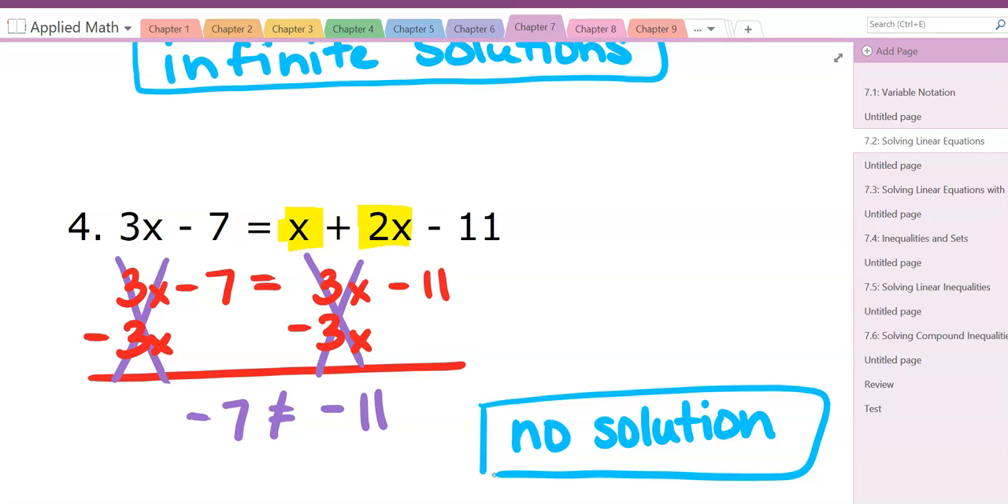Okay, so if you get the exact same equation on the left side as you get on the right side, that's infinite solutions. If they don't match, that's no solution. So a lot of times the x term will cancel, but you're left with numbers, and that will not give you a true statement, like you saw here.